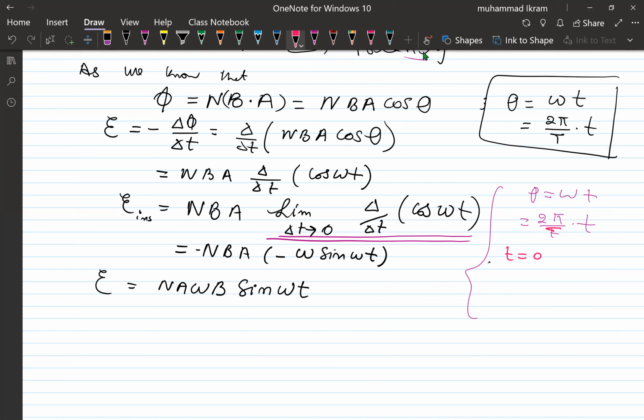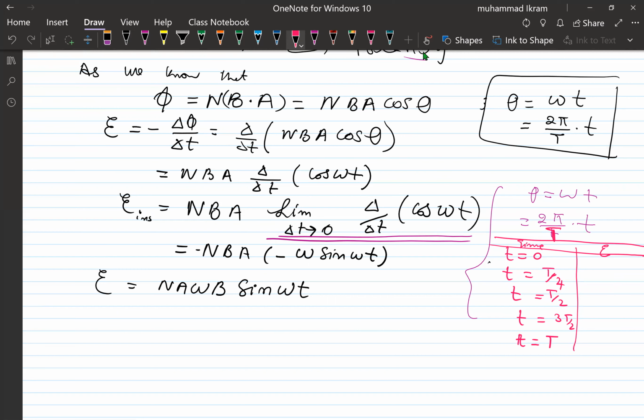This is capital T. What happens when t is 0? What happens when t is half of the time period? What happens when t is equal to T by 4, and then half, 3T by 4, and when t equals T, then how will your induced EMF look? So this is your time, and this will be your induced EMF. So you just put this value.